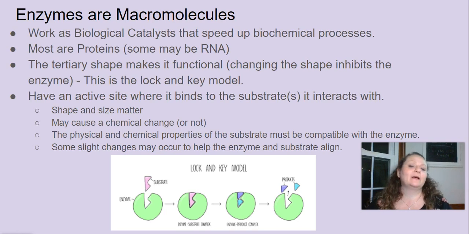Enzymes work as biological catalysts. They speed up biochemical processes. Proteins have a tertiary shape that makes it functional. So if you change the shape, you inhibit the protein or inhibit the enzyme. This is what we call the lock and key model, and I have a picture of it below.